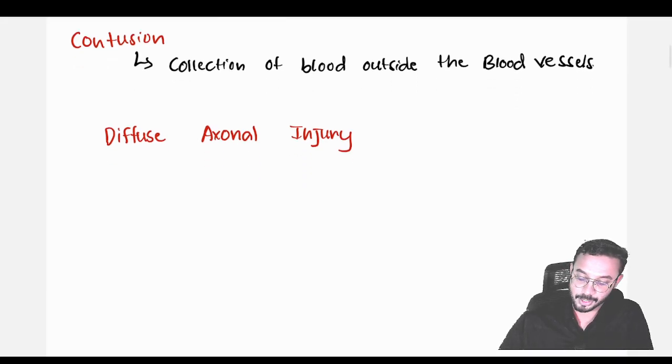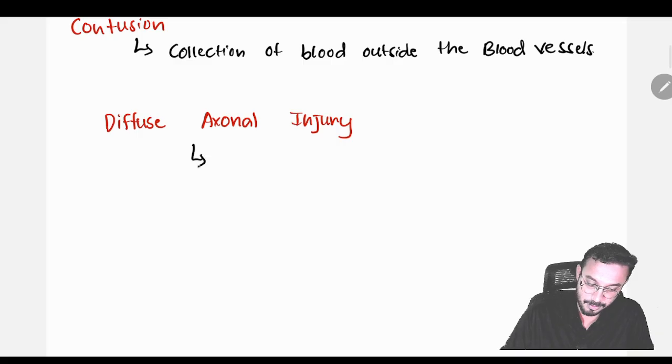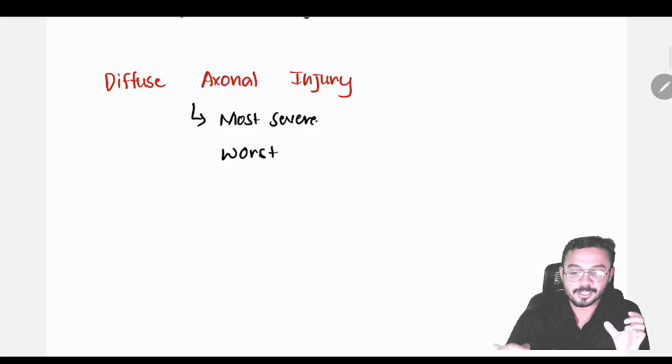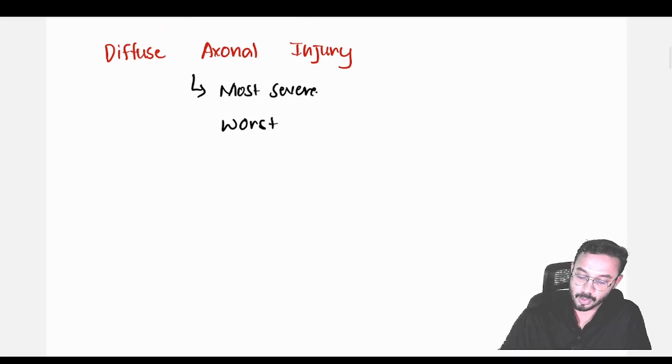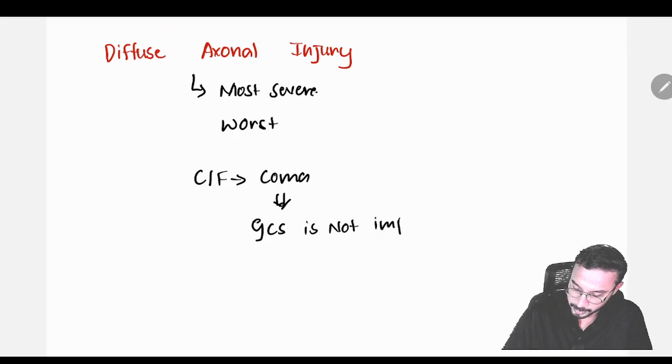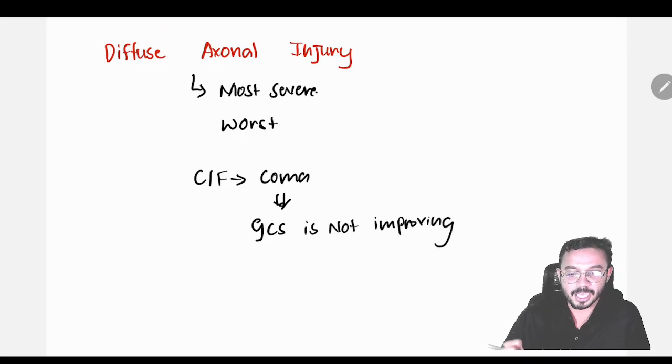And next is diffuse axonal injury. Remember, this is the worst and the most severe form, and prognosis is worse. GCS will not improve at all over here. This is known as diffuse axonal injury. Why is it occurring? There is a shearing force present between the gray and white matter. So how does the patient present? The patient is in coma, and GCS will not improve at all in this patient. GCS is not improving. Okay, so this is about diffuse axonal injury.